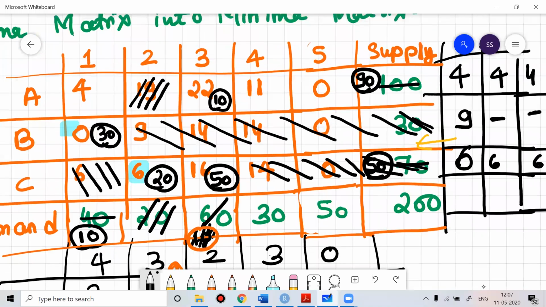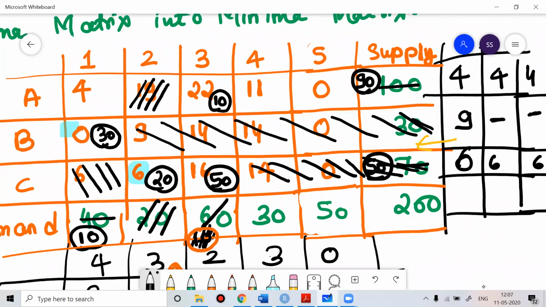Now you can see the demand for the fourth column is 30 and the supply is 90. So how much can you sustain? You can sustain 30. If you put 30, now this is done. The supply was 90, 90 minus 30, so the supply left is 60. Okay, so you are done with that work.